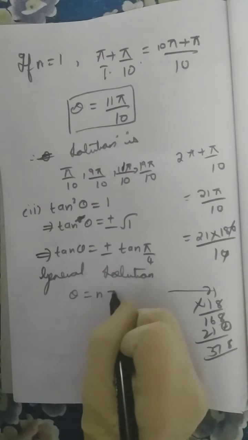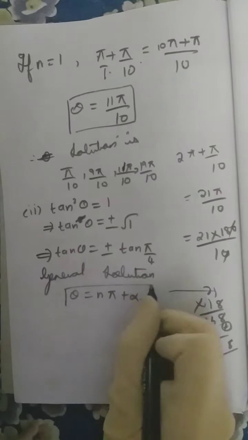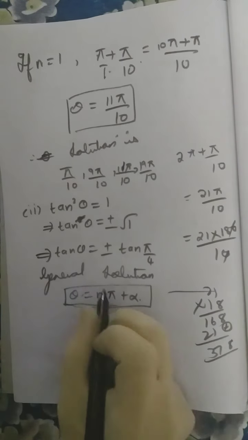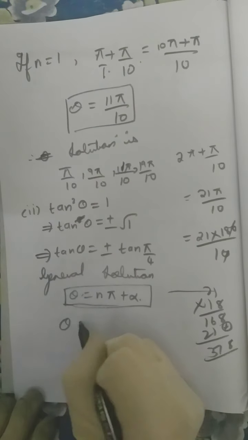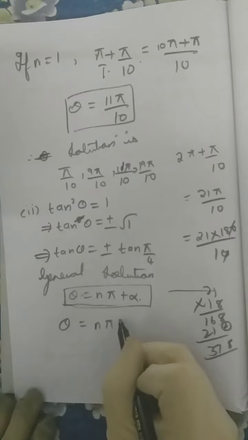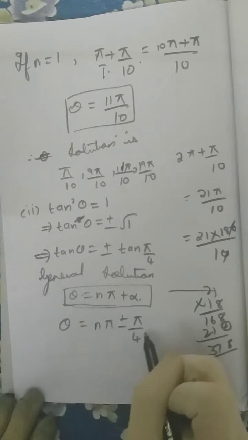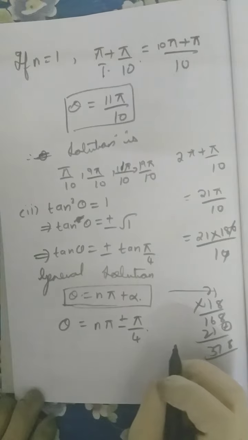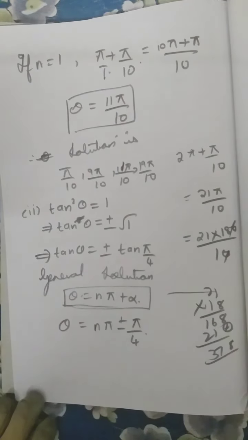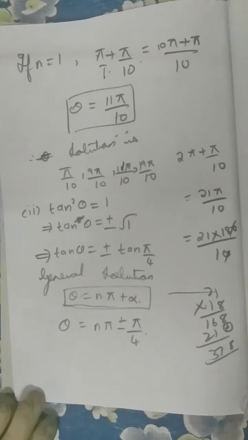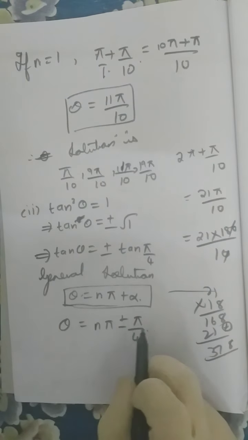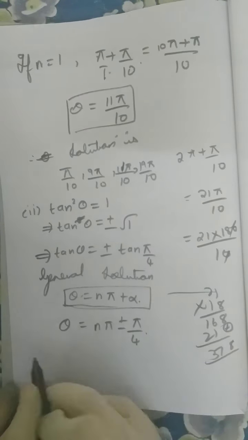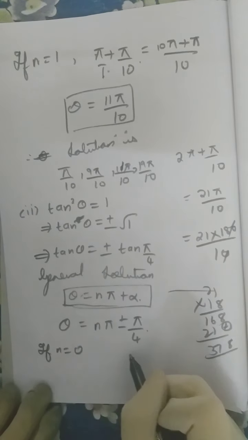theta is equal to n pi plus alpha. This is my solution for tan. The general solution for tan is theta is equal to n pi plus alpha. Substituting in place of alpha, I can get either plus pi by 4 or minus pi by 4. Now, we know the tan value lies between minus pi by 2 and pi by 2, and the range can be any real number. So I will take both positive and negative values, that is, n pi plus or minus pi by 4. Take n equal to 0 and n equal to 1.